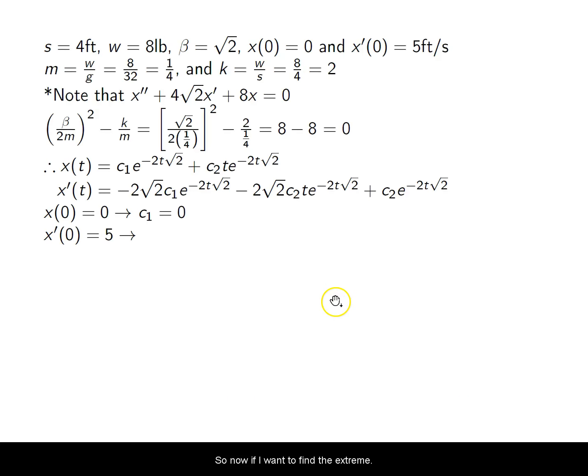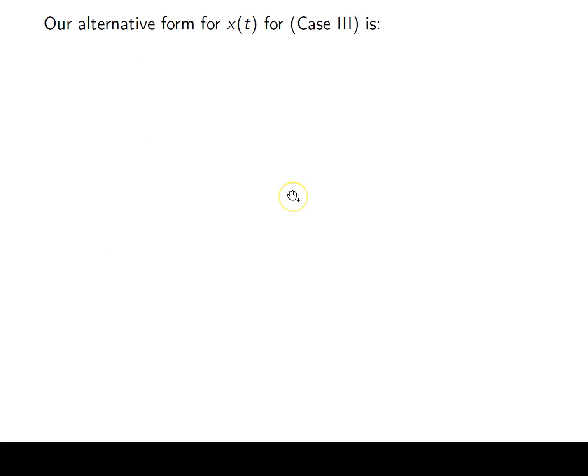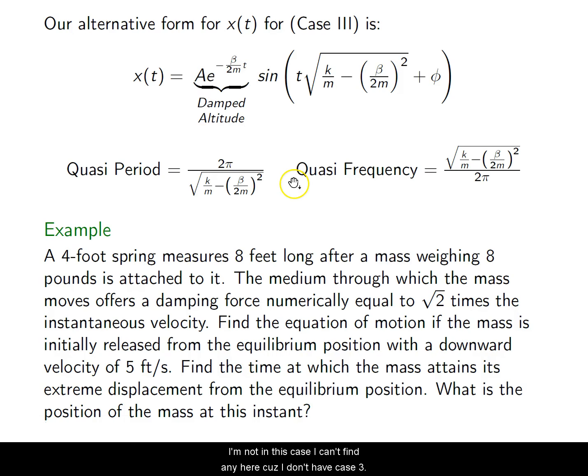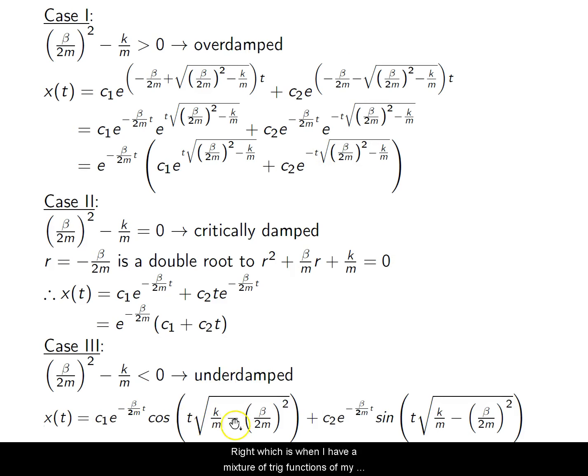So now if I want to find the extreme displacement, notice again, normally for extreme displacement, we would use a equals the square root of c1 squared plus c2 squared, what have you. But that's for case 3. We're not in case 3. I don't have sine cosine. I can't find a here because I don't have case 3, which is when I have a mixture of trig functions, of my periodic functions. I have to optimize this solution, right?